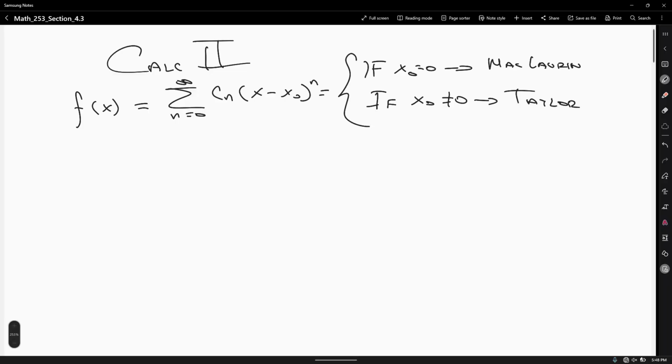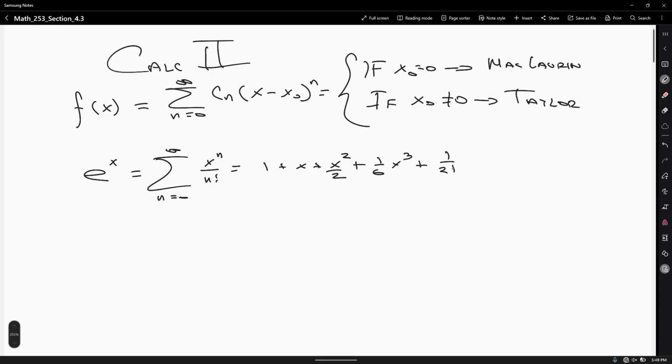For instance, e to the x equals, we have used this function a lot, sum from n equals 0 to infinity of x to the n over n factorial. That's 1 plus x plus x squared over 2 plus 1 over 6 x cubed plus 1 over, what's 4 factorial? 24, x to the fourth, plus infinitely many terms, right? So where do these series come from and why do we want to use them?